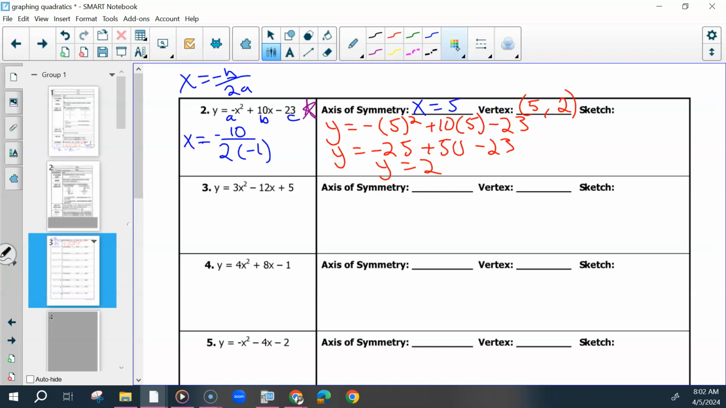Draw in your axes. Do a rough sketch of where your vertex would be. Draw in your axis of symmetry as a dashed line. And then looking at your a value, would this face up or down? Down, because it's negative. So we're going to draw a parabola that's facing down.